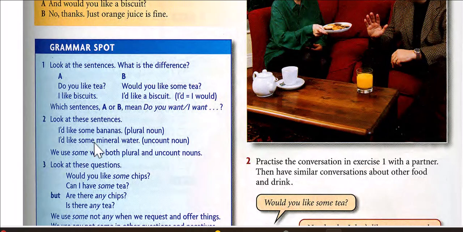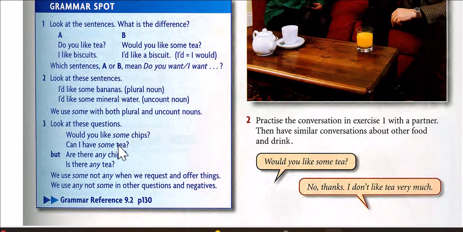I would like some bananas. I would like some mineral water. So here, when you see, I would like some bananas, they used some for the sake of the bananas, plural. Here, I would like some mineral water. They used some because it is mineral water, an uncount noun. Okay, we use some with both plural and uncount nouns.